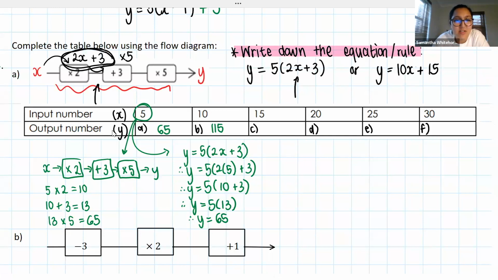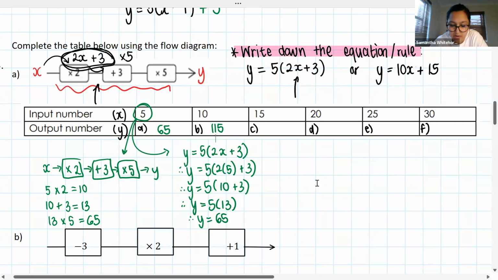Nice. Okay, guys. So there we go. Using the flow diagram, absolutely 100% perfect. Anyone want to give me the output for C? So when our input is 15, what is our output?